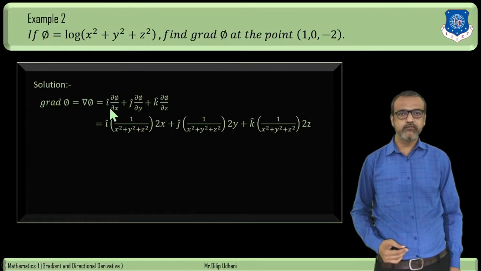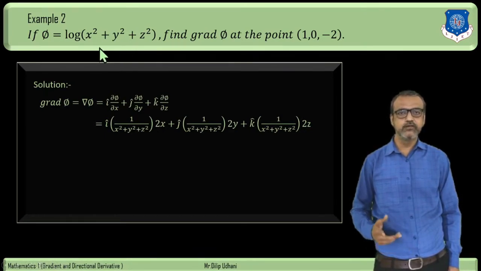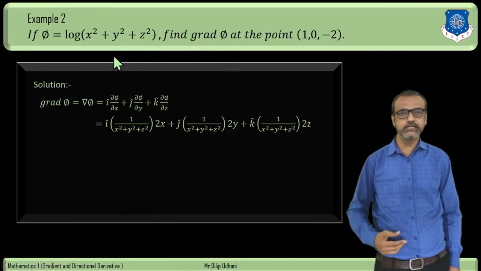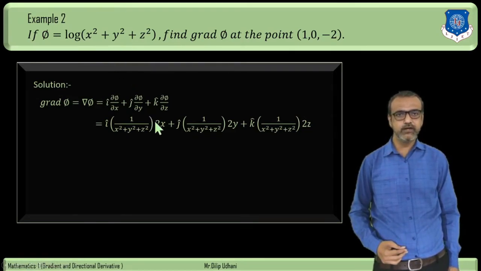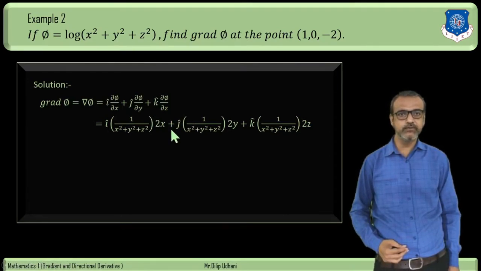So i cap that will be as it is. Now del phi by del x, that is partial derivative of phi with respect to x. So we will keep y and z constant. And as you know that the derivative of log x is 1 upon x. So we have 1 over x square plus y square plus z square. But in place of x we have x square plus y square plus z square. So we will differentiate x square plus y square plus z square partially with respect to x. So derivative of x square is 2x. Then after derivative of y square and z square will be 0.